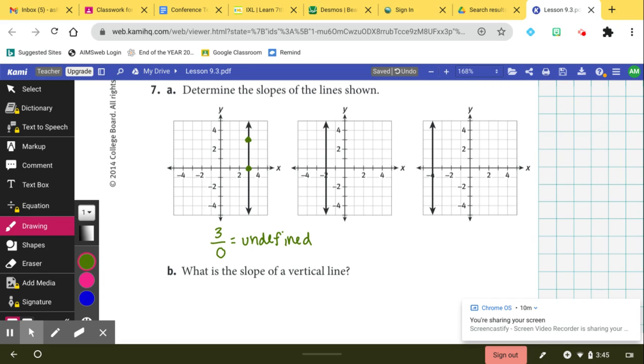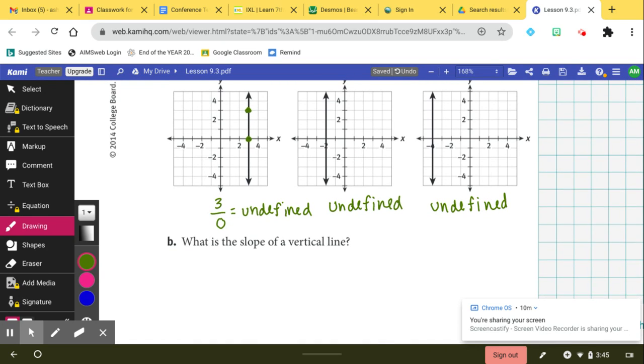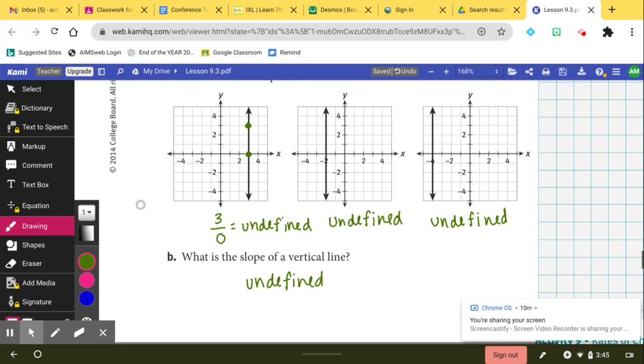And that is the case for all of these vertical lines. Any vertical lines have an undefined slope because we don't have that run. So these are all undefined. So the slope of a vertical line is undefined. And your equations actually differ as well because your y value, it doesn't matter what y is, your x value stays the same. So all of these equations are actually x equals equations, not even y equals.